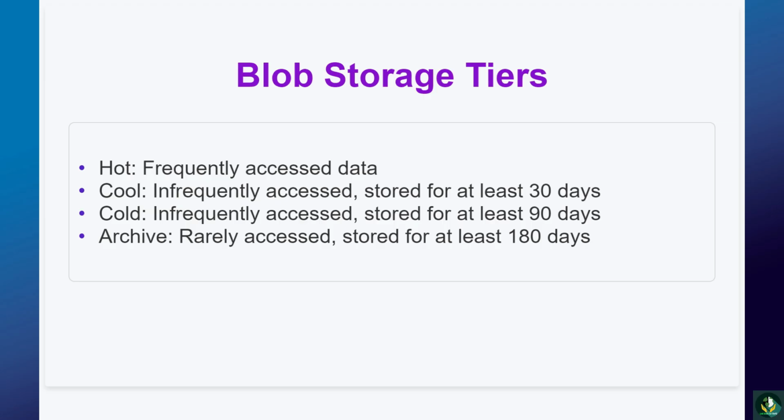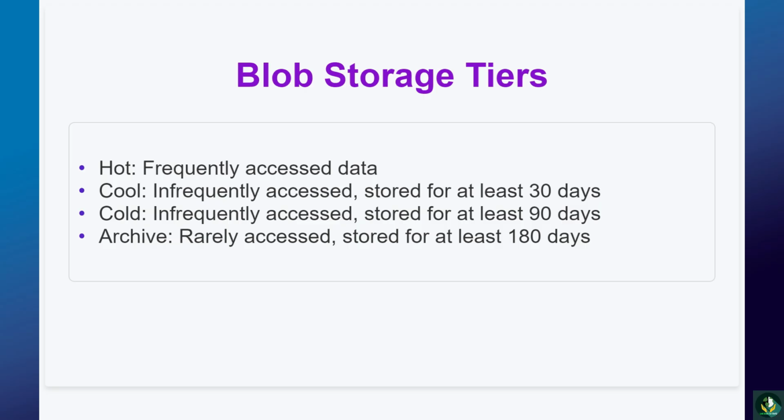The Archive Access tier is the most cost-effective option for data that is rarely accessed and can tolerate higher latencies in retrieval. With a minimum storage duration of 180 days, this tier is perfect for long-term backups, historical data, or compliance archives. When considering these storage tiers, it's important to understand their key characteristics and how they can be applied.